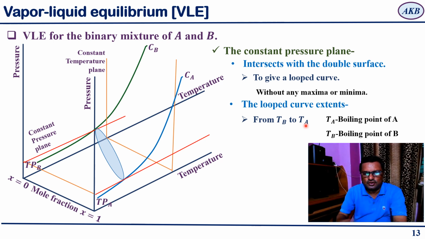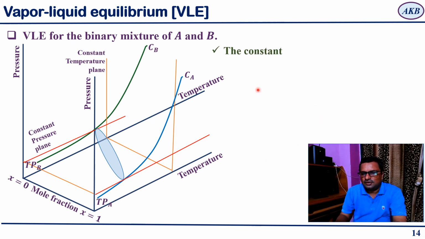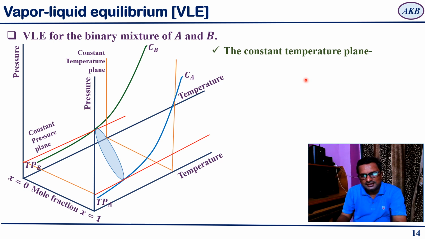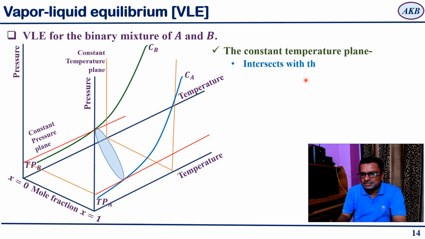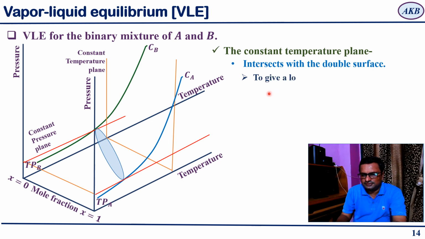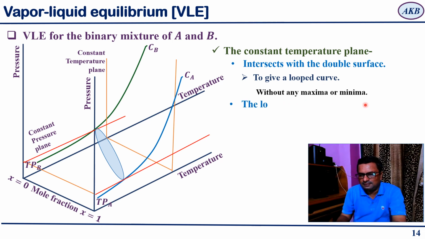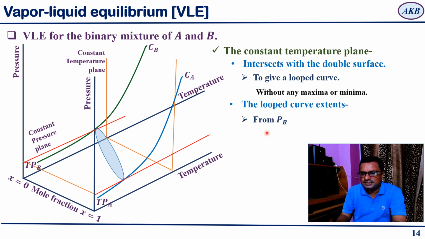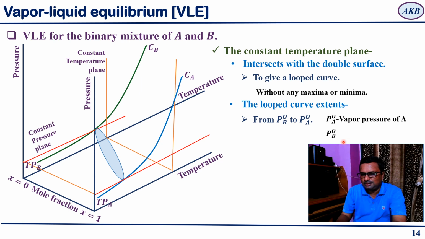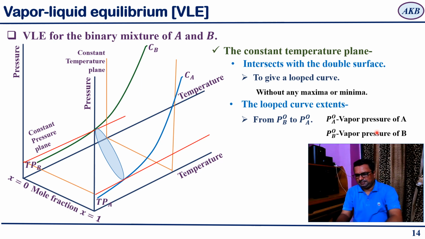Same thing happens with the constant temperature plane. Let us understand. The constant temperature plane intersects with the double surface, and the intersection also results in a loop curve. Again, this loop curve is without any maxima or minima, and the resulting loop curve extends from PB naught, which is the vapor pressure of pure B, to PA naught, which is the vapor pressure of pure A at this temperature. So PA naught is vapor pressure of A and PB naught is vapor pressure of B.